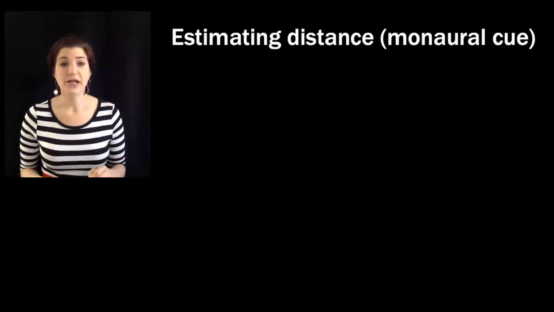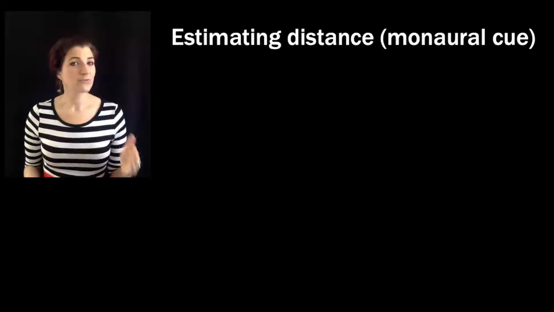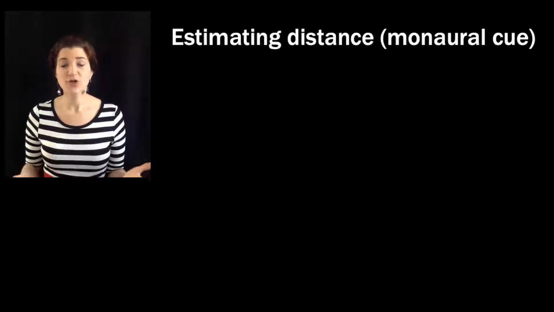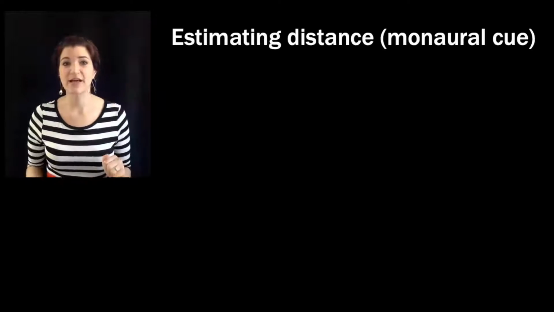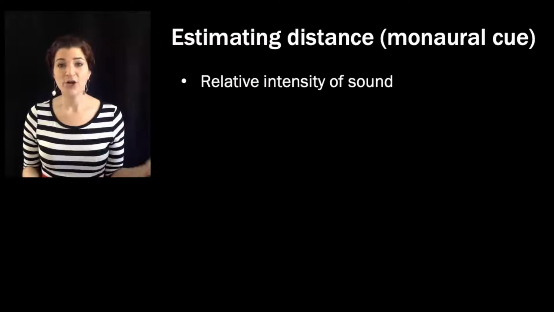The cues we use in order to estimate distance are monaural because you don't need to compare the input from both ears to be able to use them. But they also don't rely on pinna shape. These you could use even if you just had holes in the side of your head. One of the ways that we know how far away things are is by comparing sounds to one another. That's called relative intensity.